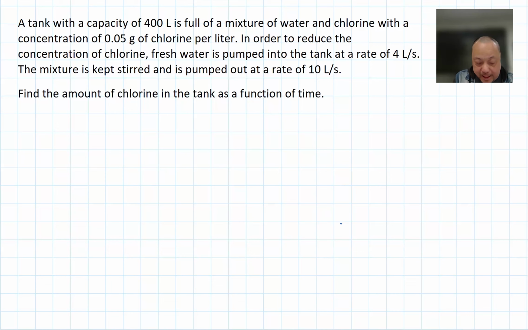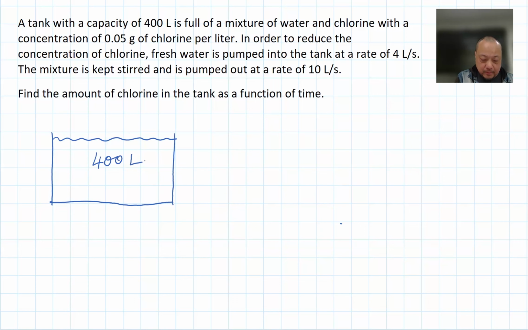A tank with a capacity of 400 liters is full of a mixture of water and chlorine with a concentration of so much. So we have a tank of liquid with that concentration of chlorine.